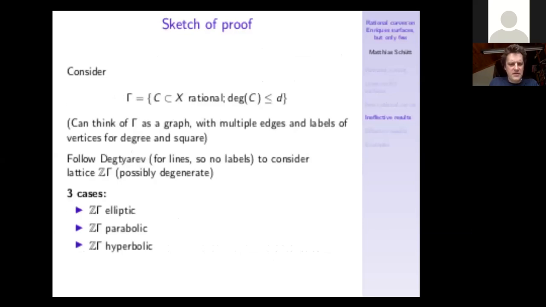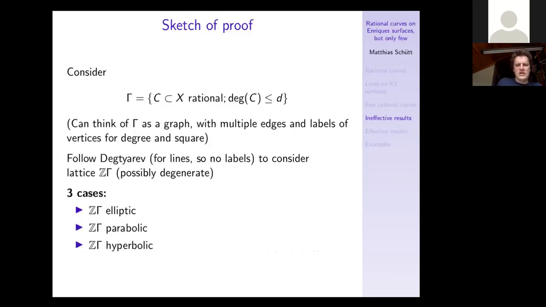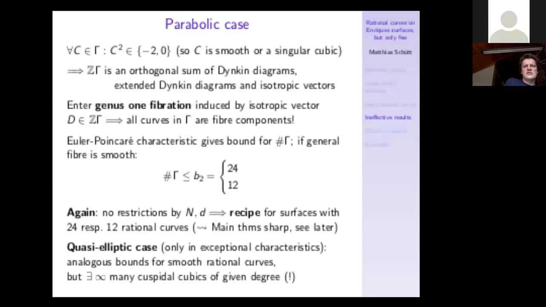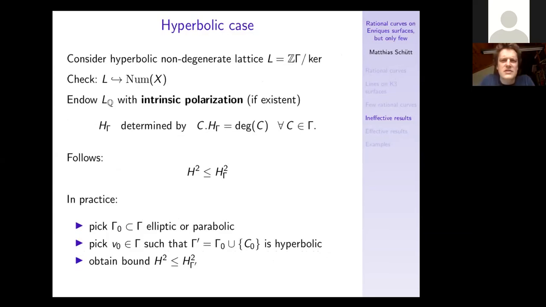So what's left? We had elliptic, parabolic, and hyperbolic. So what's left is the hyperbolic case. And this turns out quite easily to handle, at least abstractly, not being effective. So what is the idea? Let us consider some non-degenerate lattice L, which is obtained by modding out our lattice Z gamma by the kernel. Now you can just check that this embeds into the Néron-Severi lattice. And that means the following.